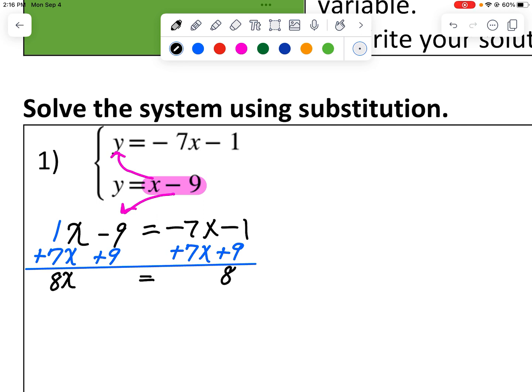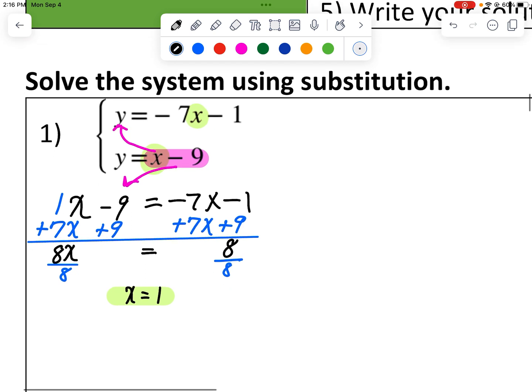So 8x equals 8. Then I'm going to divide by 8. Divide both sides by 8 to isolate x, and x is equal to 1. Winner, winner, chicken dinner. Yay, we have a value for x. We have x is equal to 1. Now I know what x is. I can take the value of x and I can plug it into either of the first two equations. And I'm going to plug it into the second one. I'm going to substitute it into the second one because the second one will be easiest.